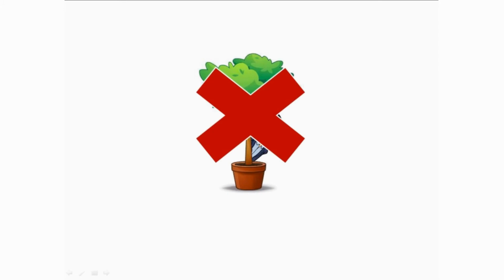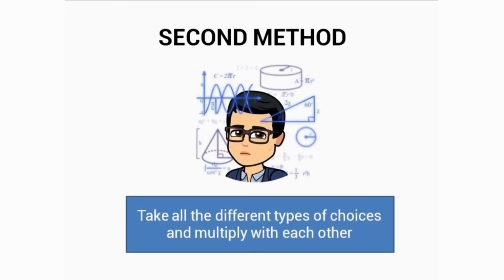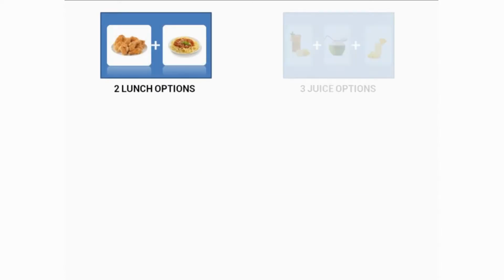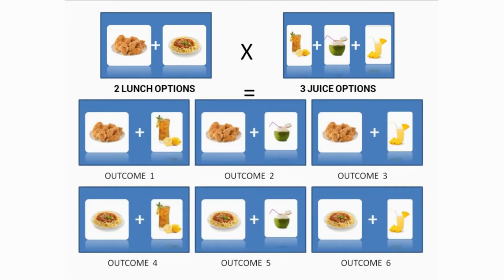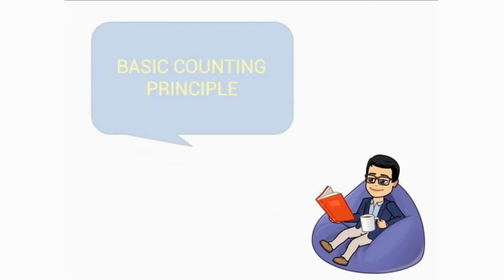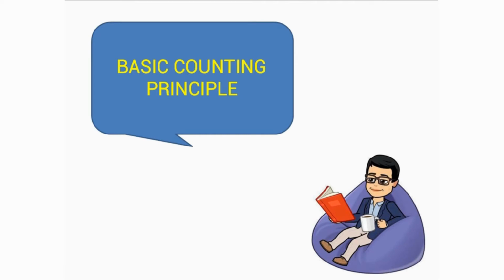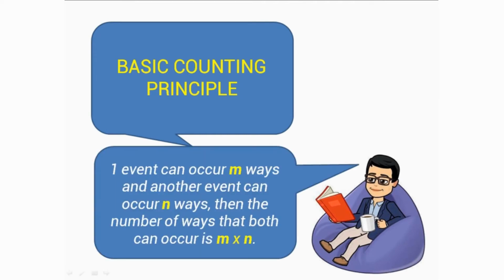There's a shorter way without applying the tree diagram, by taking all the different types of choices and multiplying them with each other. 2 lunch options times 3 juice options gives us 6 different outcomes. This method is called the basic counting principle. The basic counting principle states that if one event can occur in m ways and another event can occur in n ways, then the number of ways that both can occur is m times n.